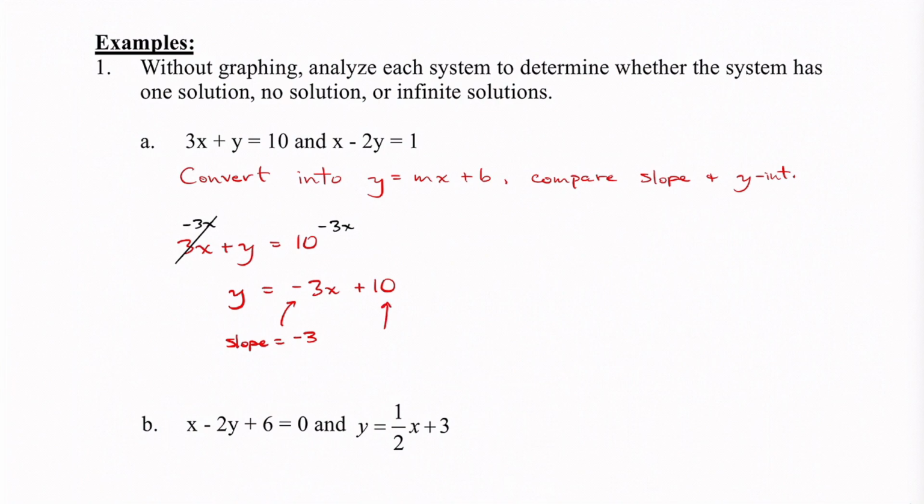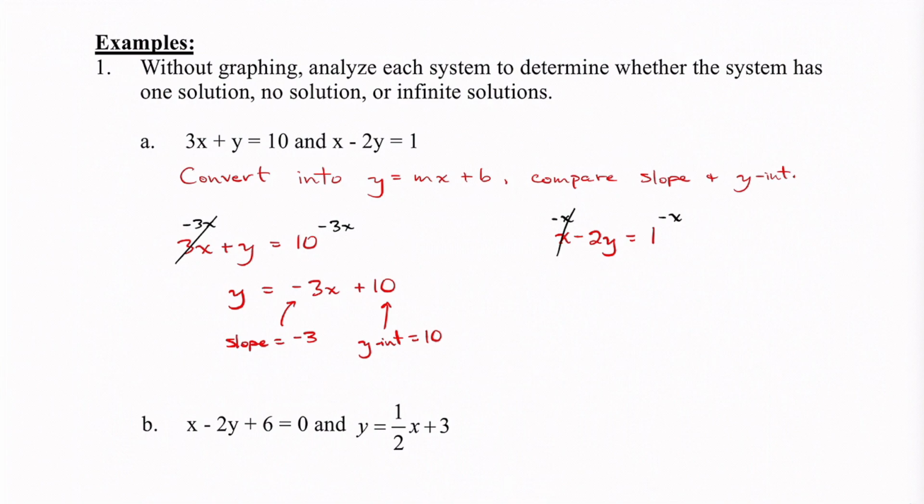And then this number right here, that is my y-intercept. So my y-intercept is equal to a positive 10. And then I'm going to do the same kind of thing for the other equation. So that one I had x minus 2y equals 1. And I'll first subtract an x from both sides to get rid of the x.